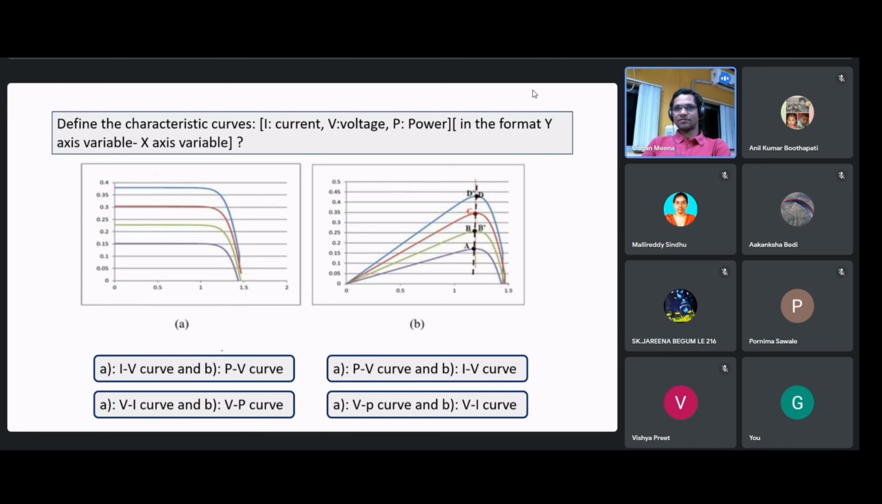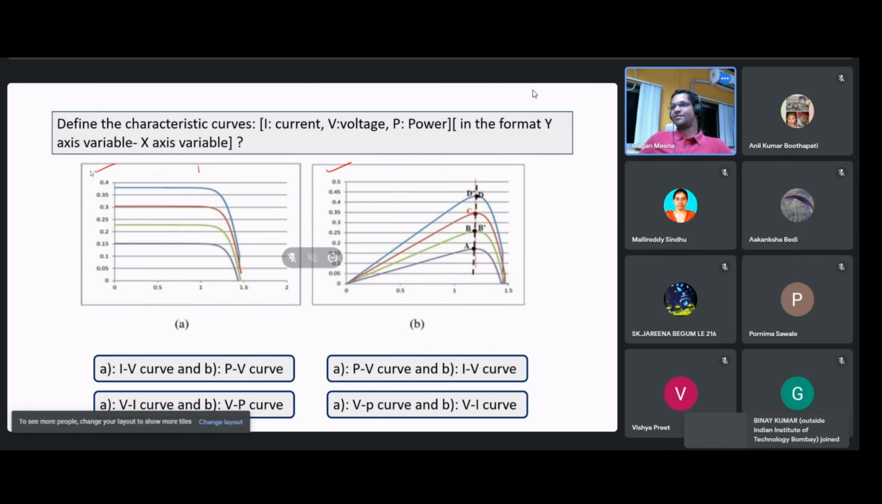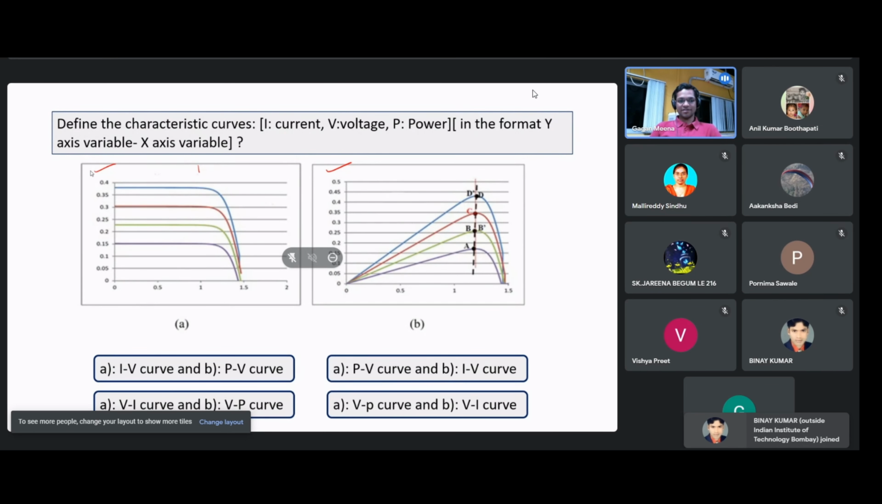So this is the next question. Define the characteristic curve in y-axis variable, x-axis variable form. So first curve is this. This is the second curve. So which curve is this? Can you tell? What are the axes? V, I, P, V, I, V. Which one is the right option?